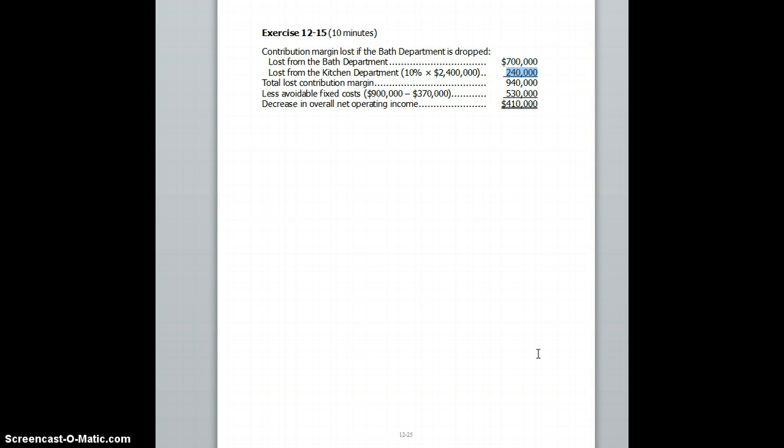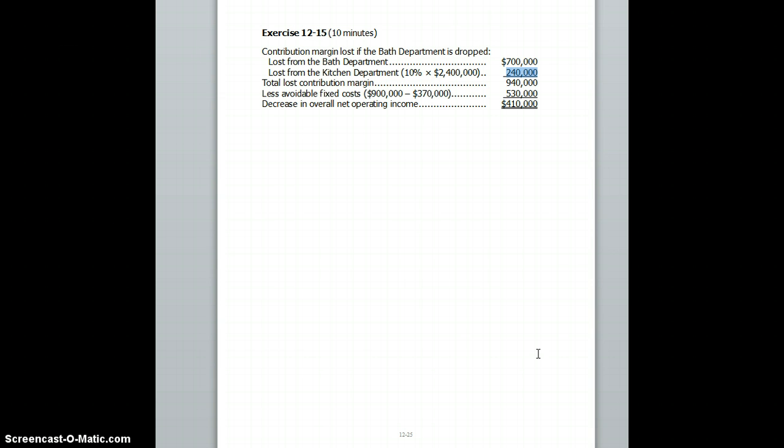We're told that $370,000 of the fixed costs that are charged to the bath department are sunk or allocated costs that will continue even if the bath department's dropped. We're also told that there would be a 10% decrease in the sales of the kitchen department if we were to drop the bath department. Our assignment is to determine, if the bath department is dropped, what will be the effect on the operating income of the company as a whole.